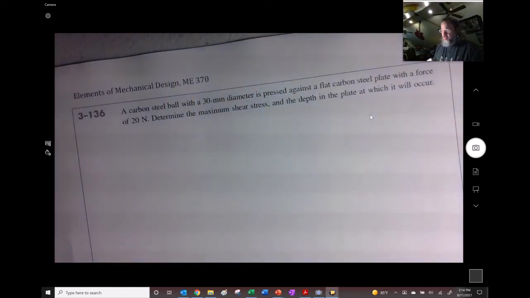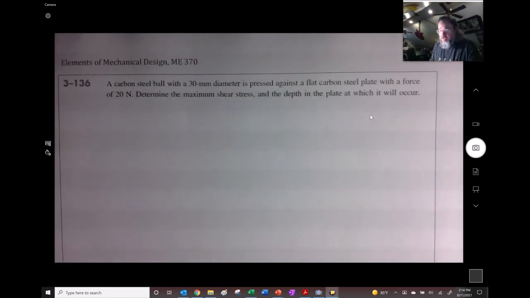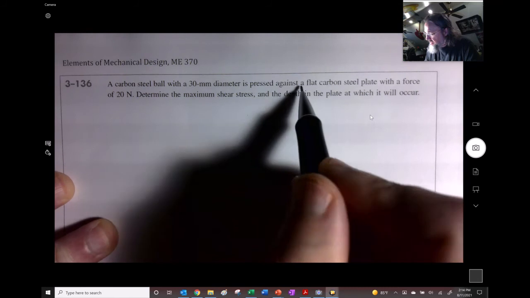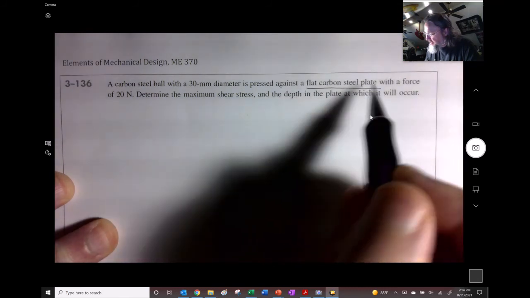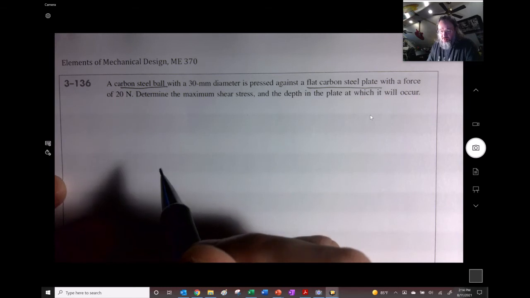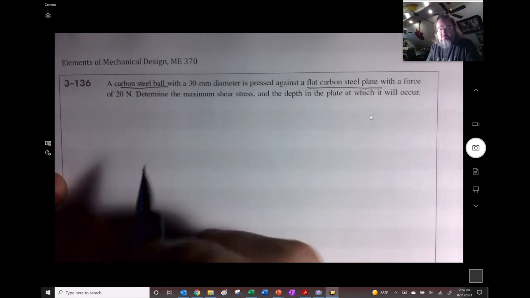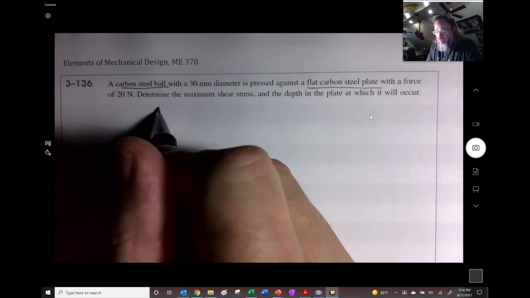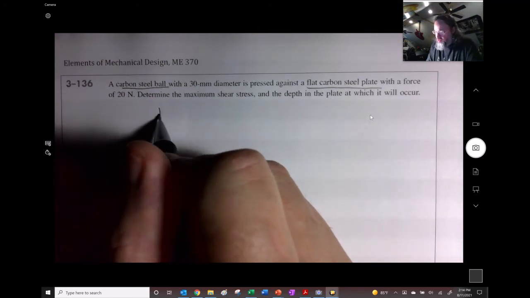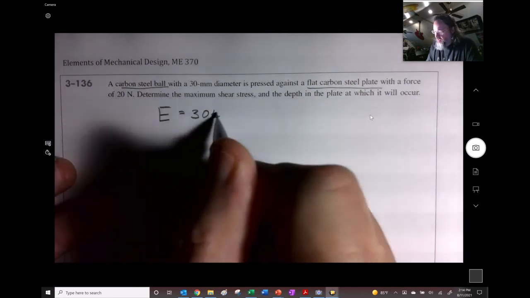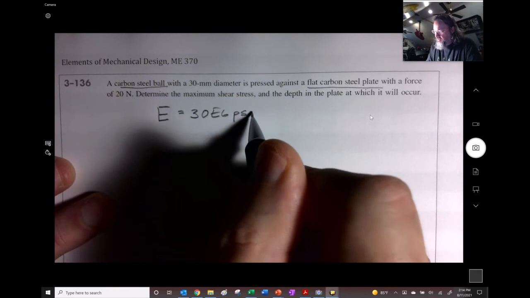All right, so things that we're going to need. Well, we know that it's a carbon steel plate and a carbon steel ball, so those materials are equal to each other. Those are the same, which might make things easy. I went ahead and used an elastic modulus of 30 E6 psi.